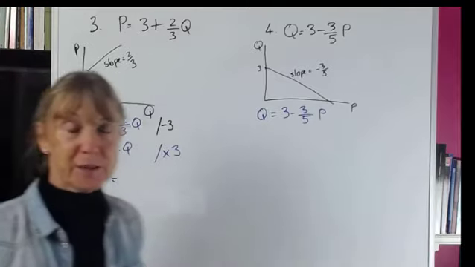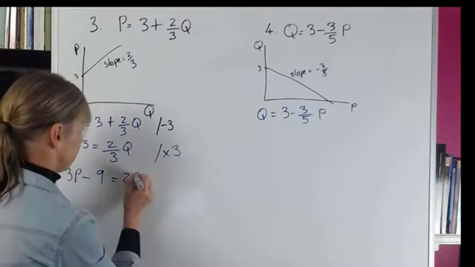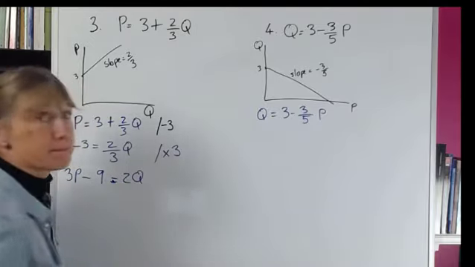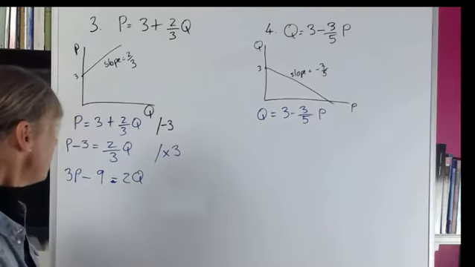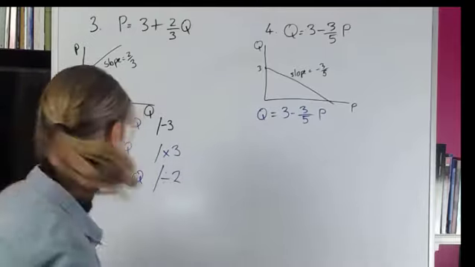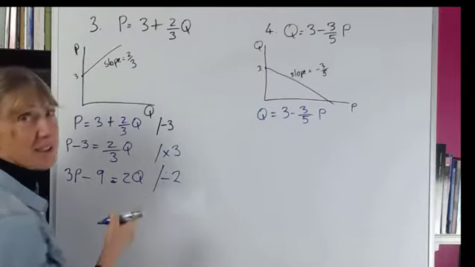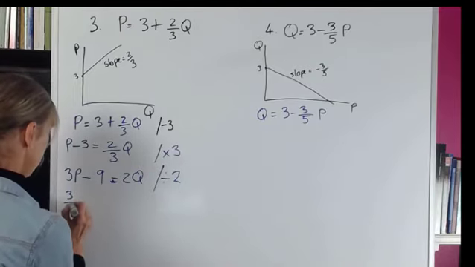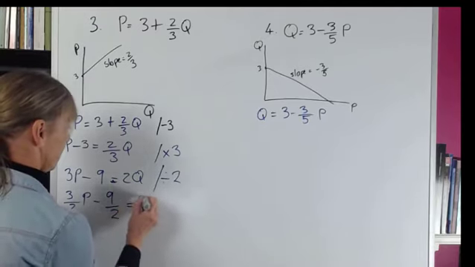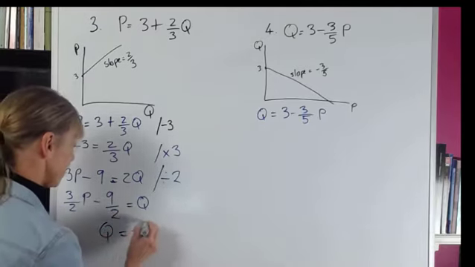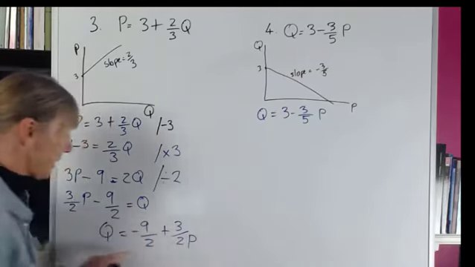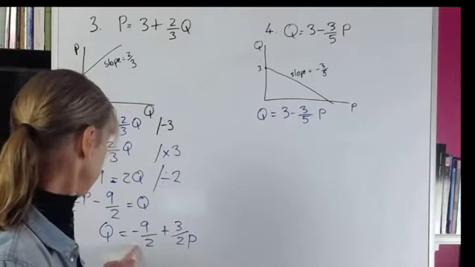Multiply 2/3 by 3, we just get 2. Now the 3 we're multiplying by cancels out with that 3 on the bottom. So now we just need to divide by 2, and we've got the function of Q that we wanted. But we need to divide everything on this side by 2 as well. So 3 over 2 P minus 9 over 2 equals Q. So there's our function. Q equals minus 9 over 2 plus 3 over 2 P. Put them in that order. The order doesn't matter, as we've discussed.